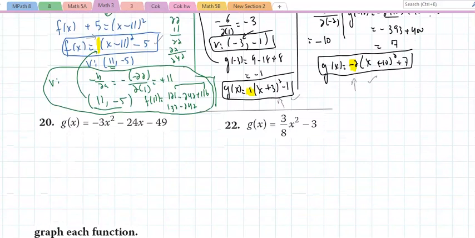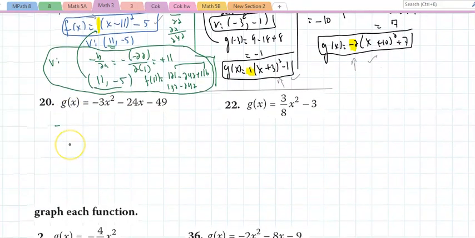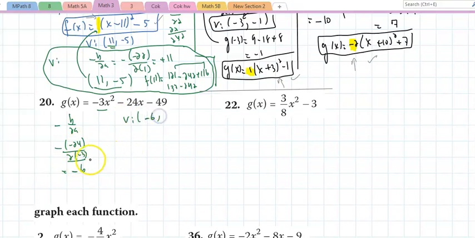If I look at number 20, the same deal. I say, well, let's go for negative b over 2a, that is minus a negative 24 divided by 2 times, and a is negative 3 in this case. 3 negatives will yield a negative. That's going to be 6. 24 divided by 6 is 4. So I know the vertex has an x-coordinate of negative 6.